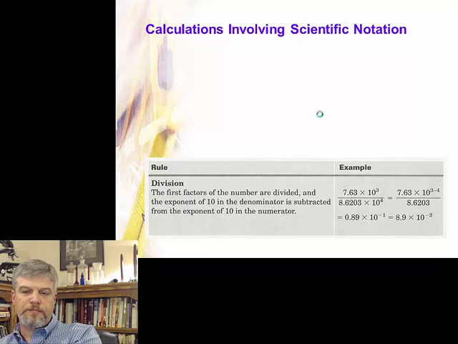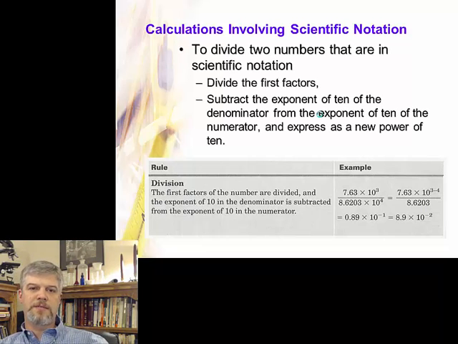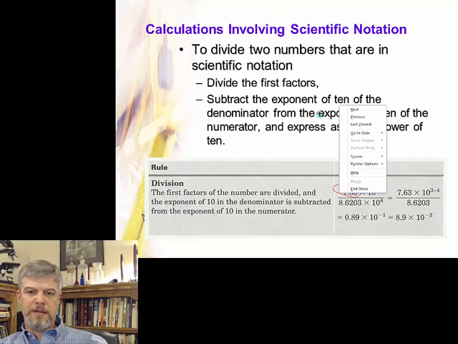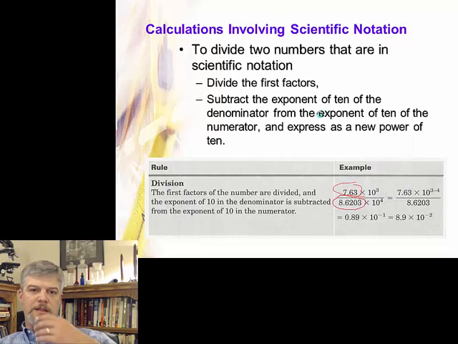Okay, if you want to divide numbers using scientific notation, to divide two numbers that are in scientific notation, this time you're going to divide the first factors. So here's a 7.63, divided by this 8.6203. So we're going to divide those two factors. Then we're going to take our powers of 10 that are right here. We're going to hold the base and subtract our exponents. We got a 3 and a 4 right there.